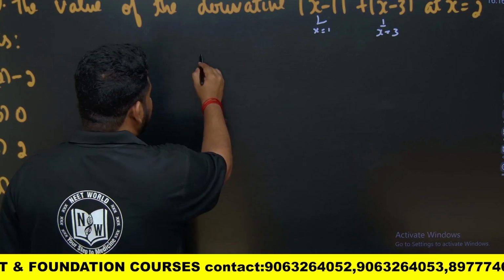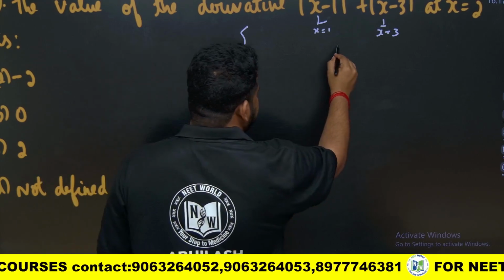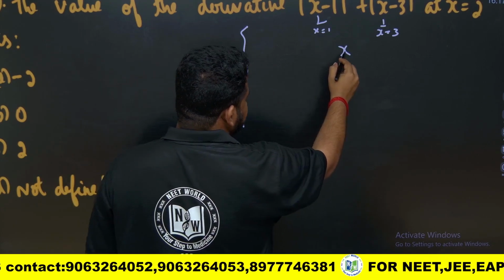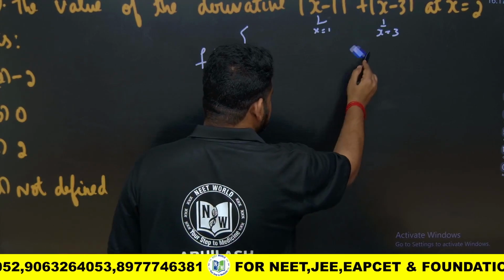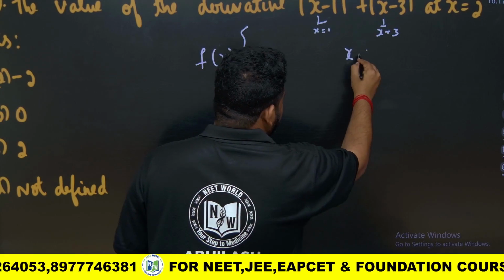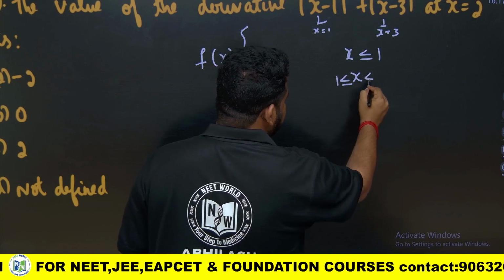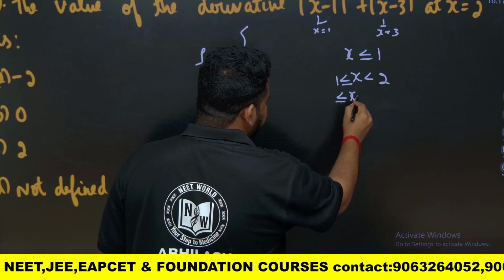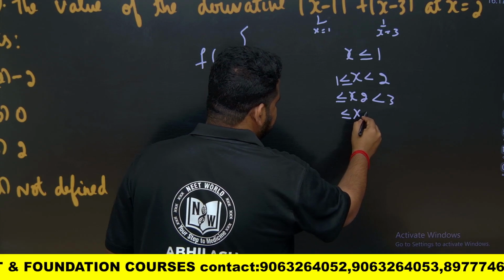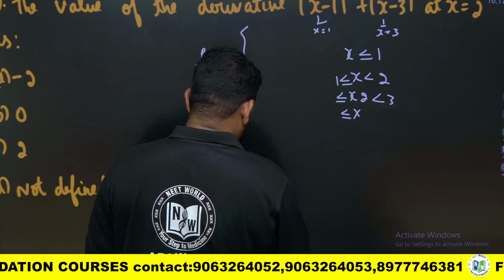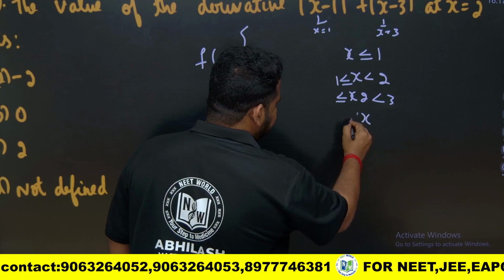Let us see. So, f of x, if I split it, how to split it like this? One case is x is less than or equal to 1. Another case is x is greater than or equal to 1 but less than 2. Another is x is greater than or equal to 2 but less than 3. Another is x is greater than or equal to 3. Actually this last case is not required, but let us write it.